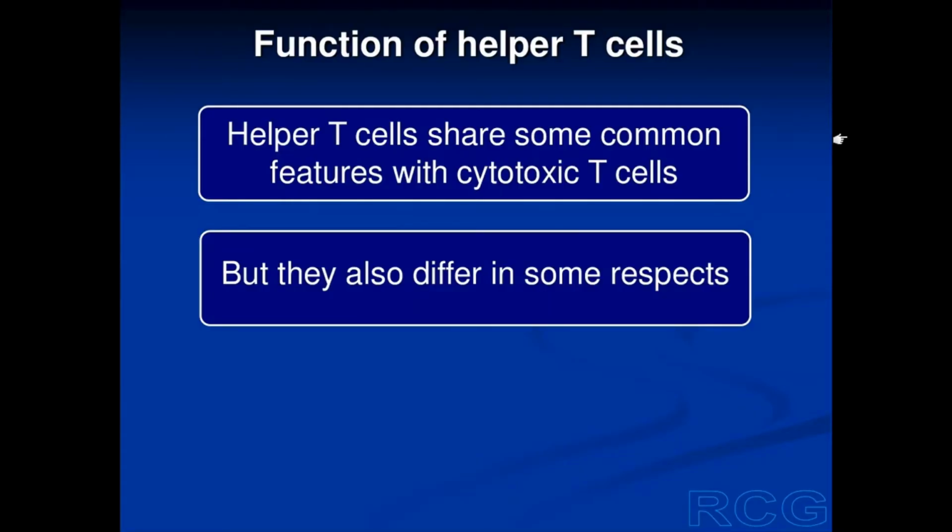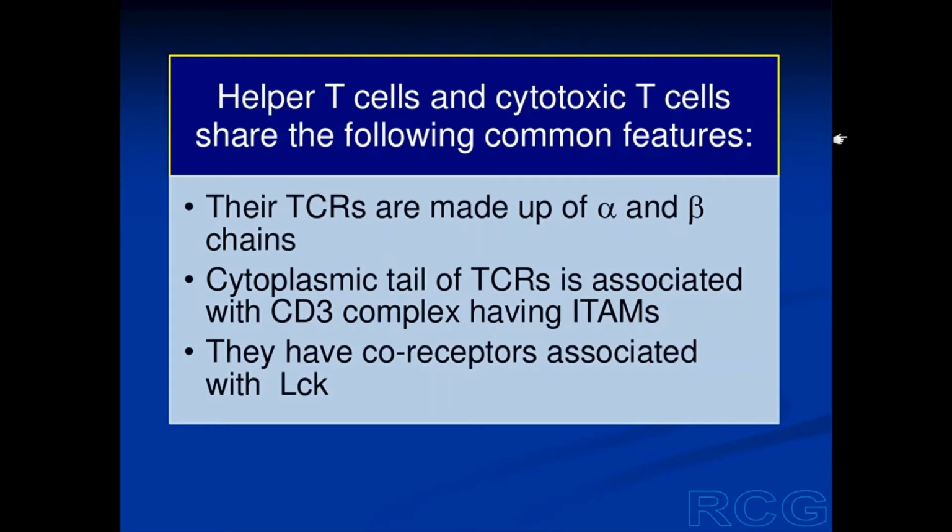The function of the helper T cells. These helper T cells share some common features with the cytotoxic T cells, but they also differ in some respects. The helper T cells and the cytotoxic T cells share the following common feature: their TCRs are made up of an alpha and a beta chain.